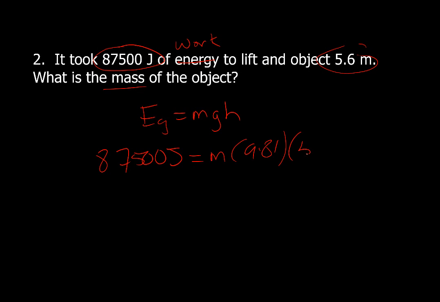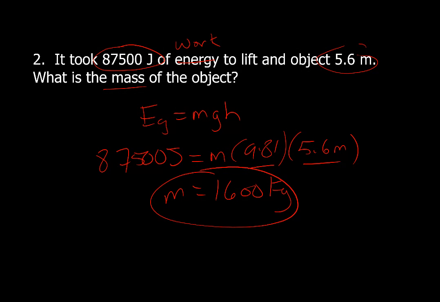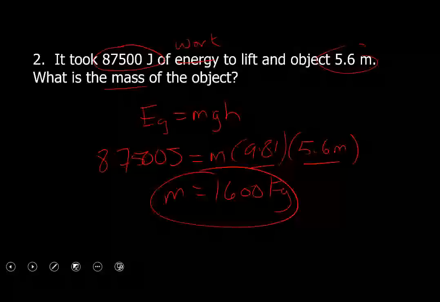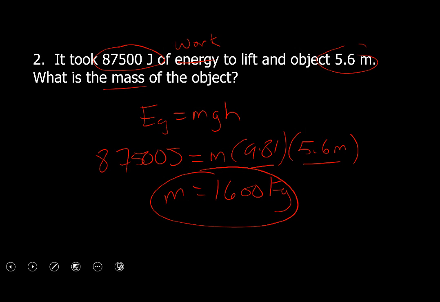9.81 and then a height of 5.6 meters. I'm going to multiply this times this, and then I'm going to divide it over under the 87,500. Might even actually do it in one swoop here. 9.81, 5.6, and I got a mass of 1,600 kilograms. That is rounded. I got 1592 on my calculator. So that's about as hard as that formula really can get.